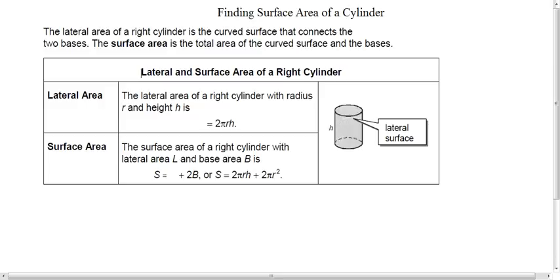Well, let's take a look now at finding the surface area of a cylinder. Just like we spoke previously, the surface area, when we're talking about what goes around a container and the top and the bottom.